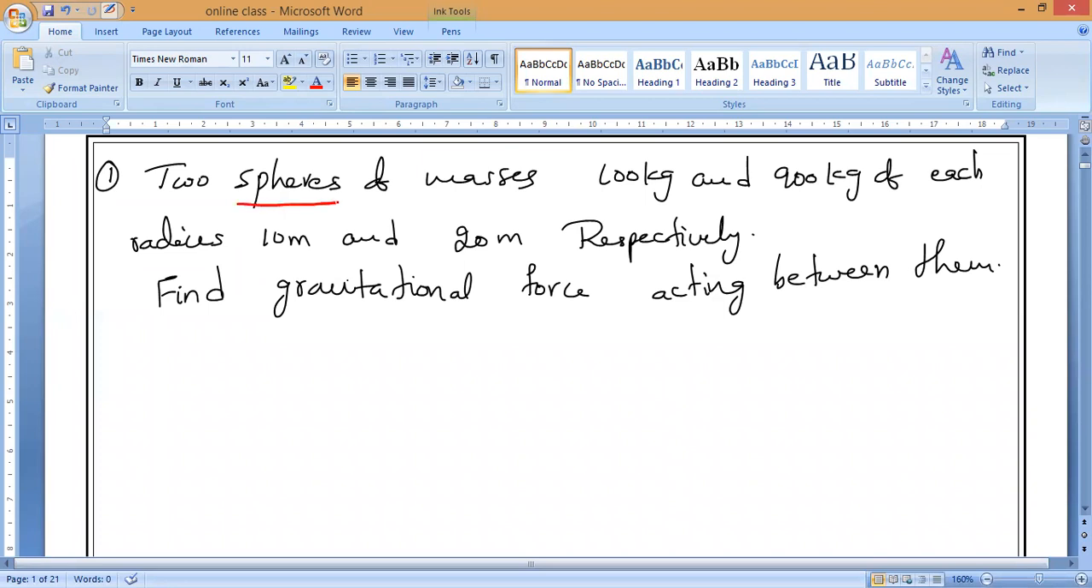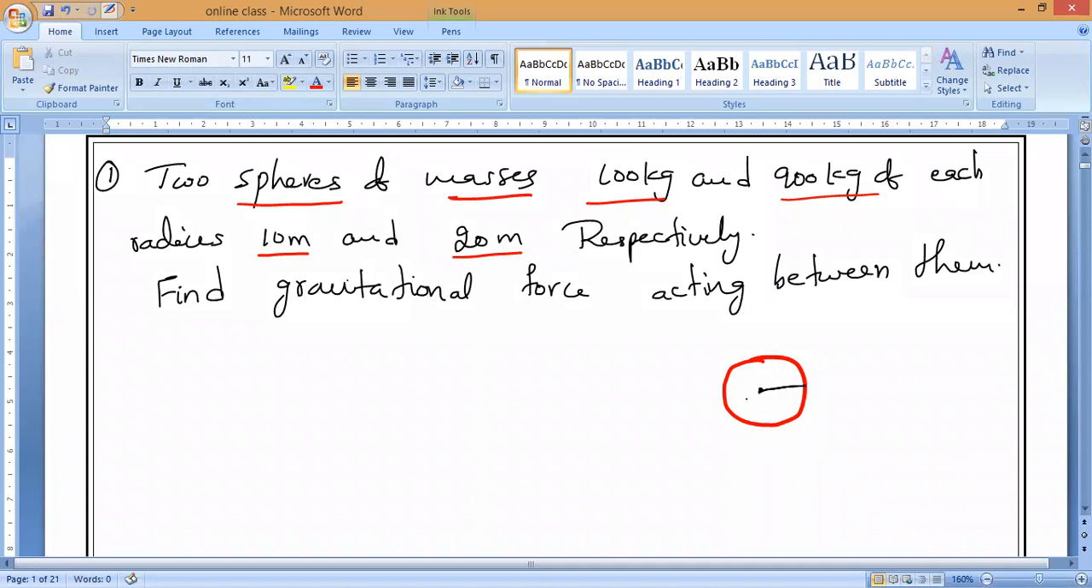So they are giving two spheres of masses 100 kilogram and 900 kilogram. Radius is equal to 10 meters and another one is 20 meters. So find the gravitational force acting between them. They are asking. So observe very carefully. Here there is no distance between them. Have you noticed it? So they have given two spheres.